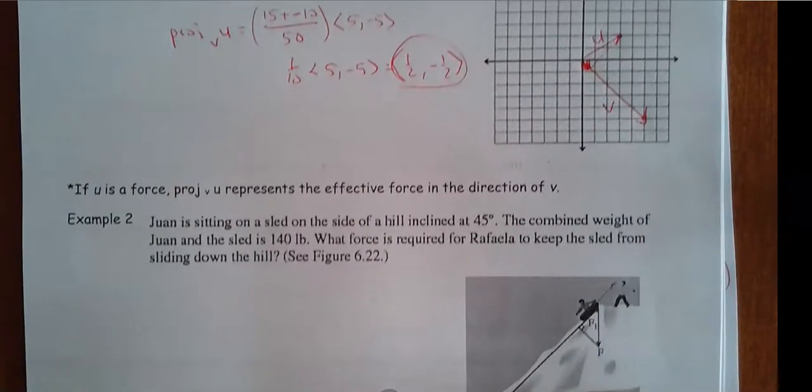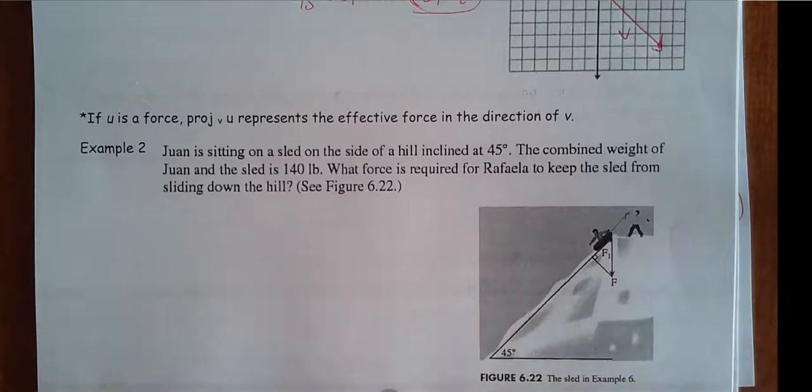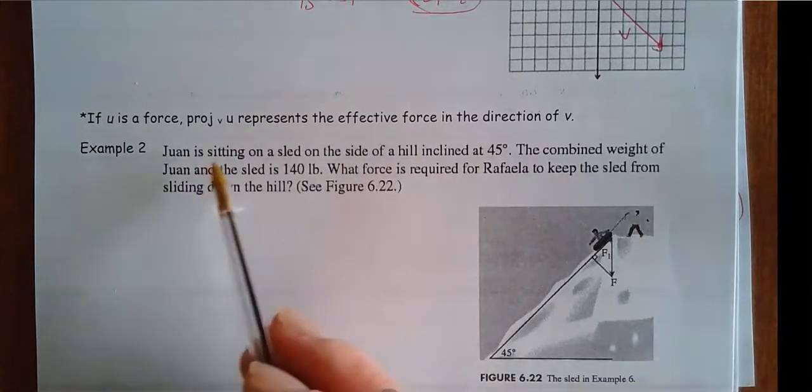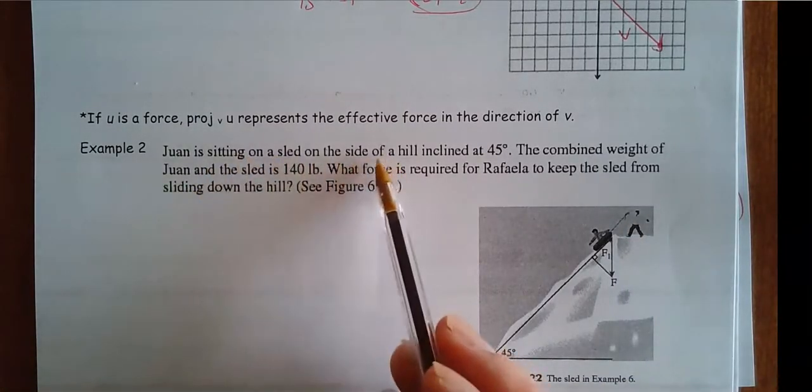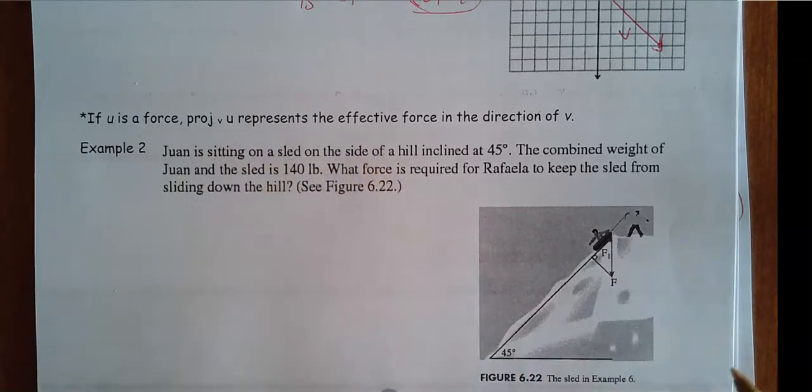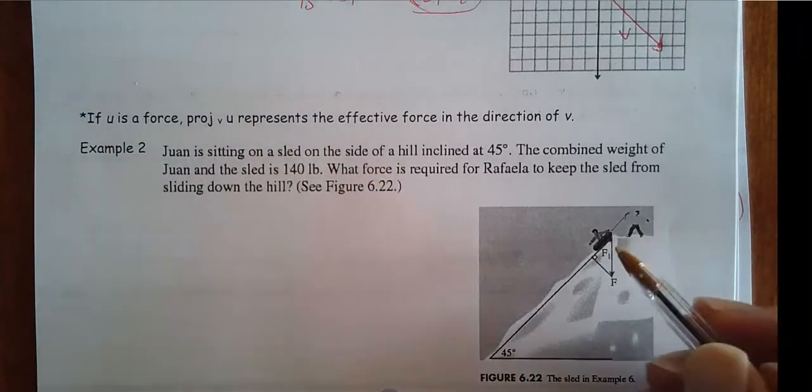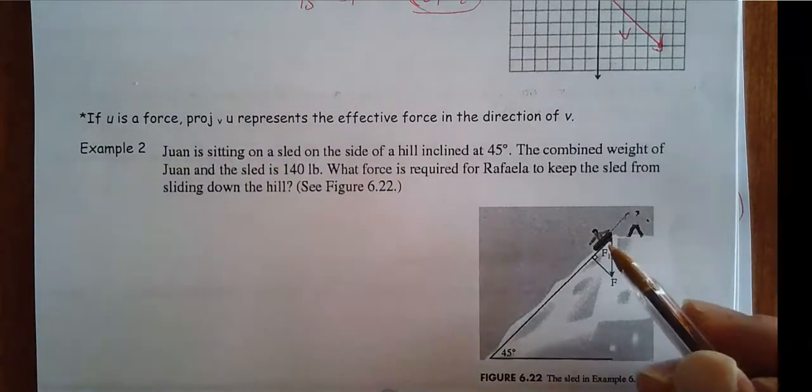So this one here, this is where it gets confusing. I've got Juan sitting on a sled on the side of a hill. Sorry, it's hard to read. COVID makes your brain a little foggy, I guess.